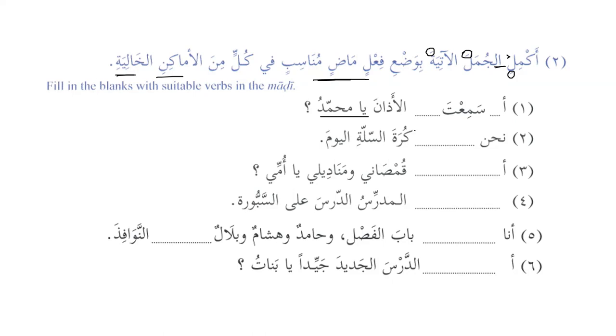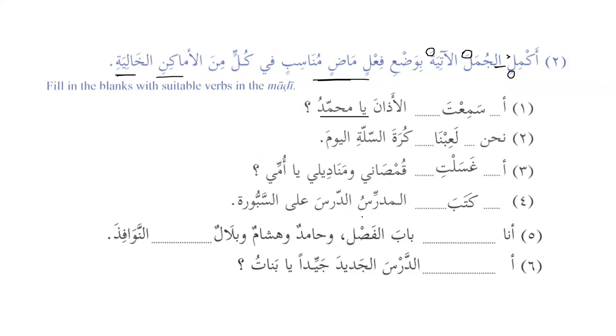نحن كرة السلة اليوم. نحن لعبنا. We played. نحن لعبنا كرة السلة اليوم. We played basically the basketball today. قمصاني ومناديلي يا أمي. So أغسلتي قمصاني ومناديلي يا أمي. Oh my mother, did you clean my shirts and my handkerchiefs? المدرس الدرس على السبورة. So we will say كتب المدرس الدرس على السبورة. The teacher wrote the lesson on the board.